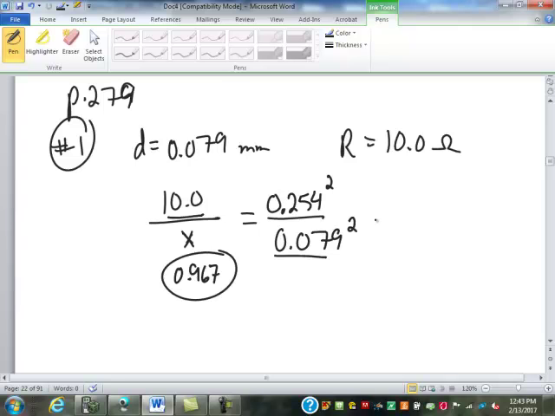Okay, yeah. Basically like number 2, make sure you change the 0.102 millimeters to 102 micrometers or whatever. Make sure everything's in the same units. Yep.